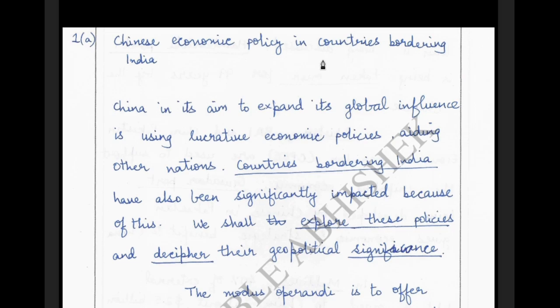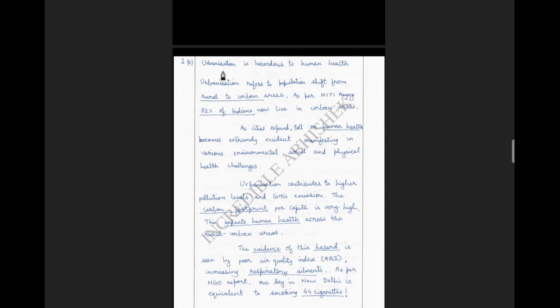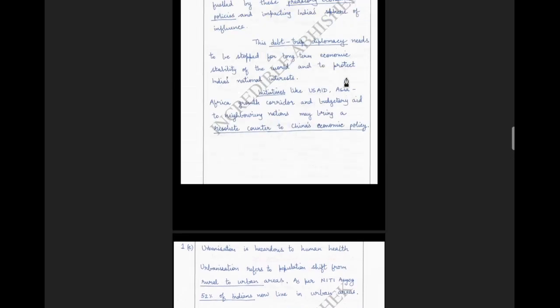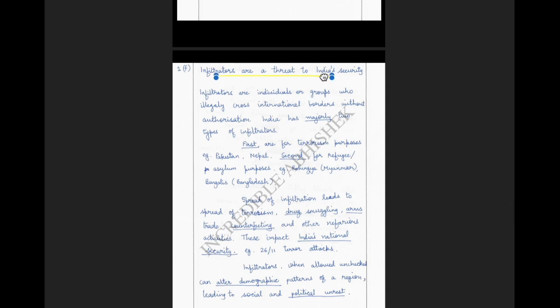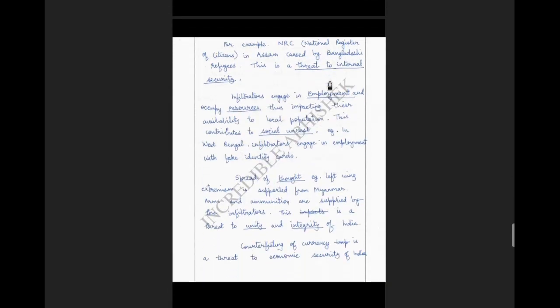Okay, so these are the 3 pages. So we are almost 20 minutes into it. Now I'll show you, there are 3 essays. China economic policy, 3 pages. Urbanization is hazardous to health. This is your quirky topic. China is your international relations topic. And third, I have taken infiltrators are a threat to India's security. All these 3 are 2021 answers. This is your internal security. So I have taken 3 topics of 3 different types so that I can show you how it is written.